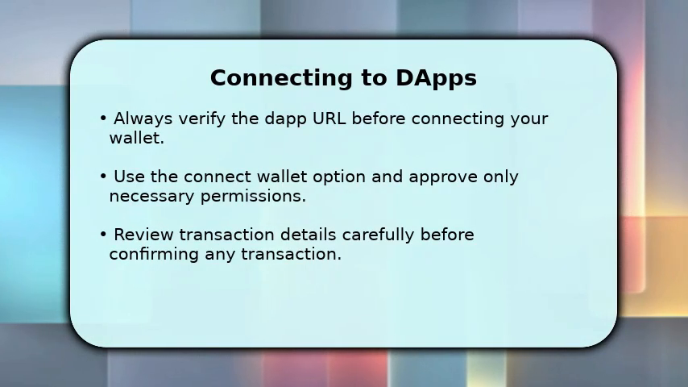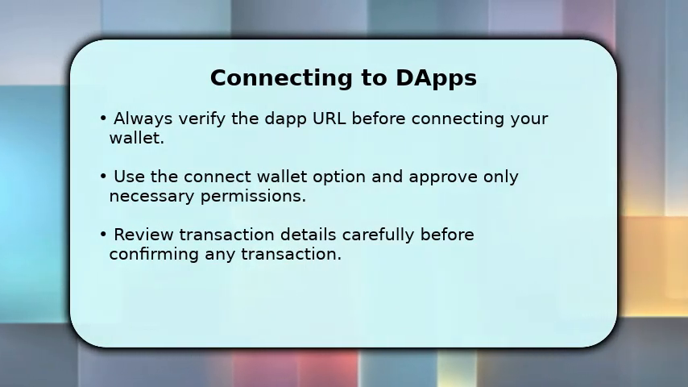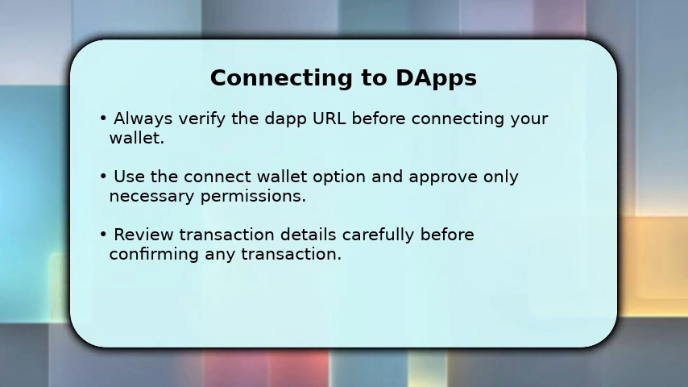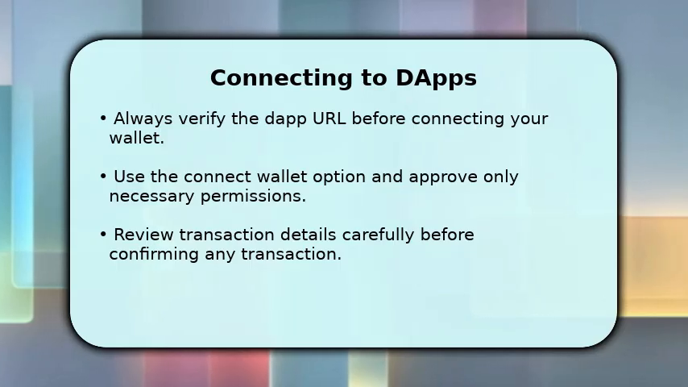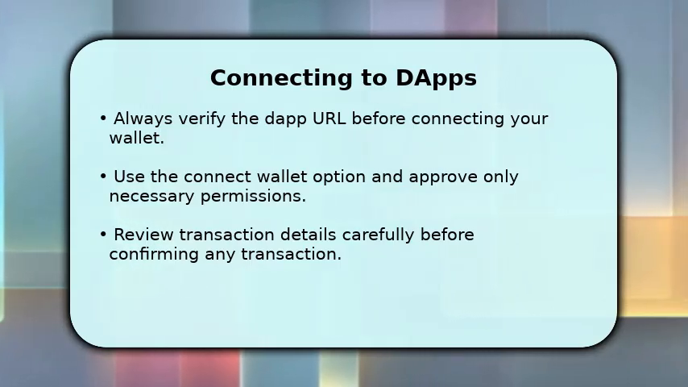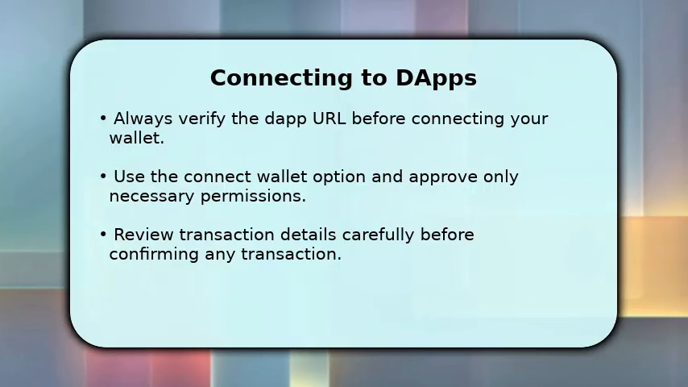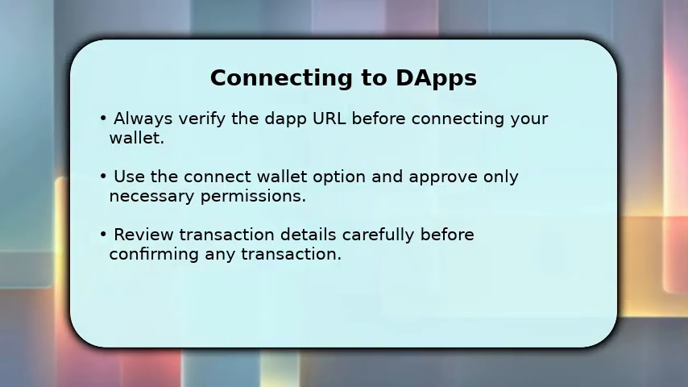To connect a dApp, open the MetaMask browser and navigate to the site you trust, then tap Connect and choose your account. Approve only the permissions that the site needs and never share your seed phrase with anyone. If a site requests unusual access, disconnect and investigate.